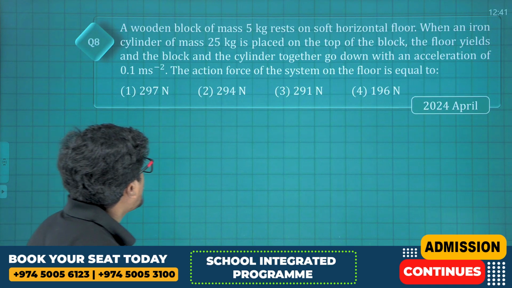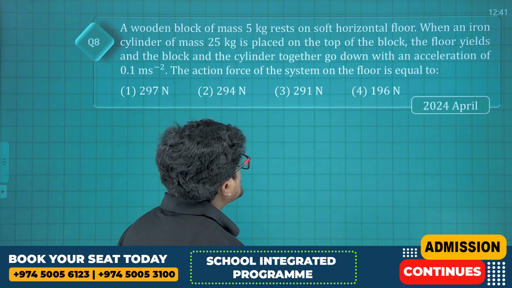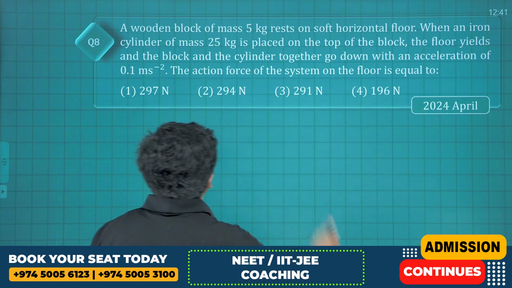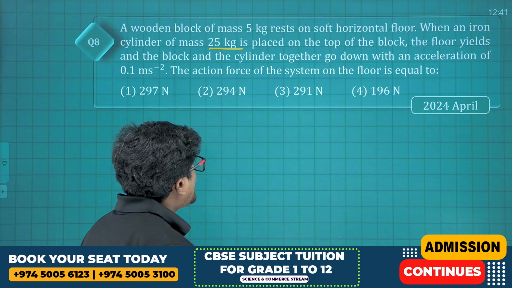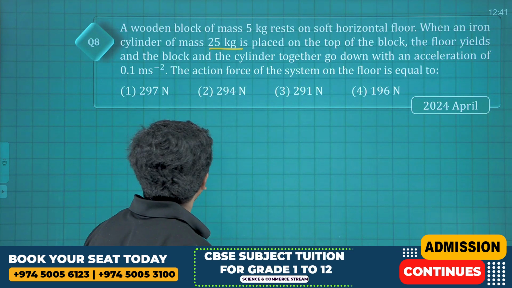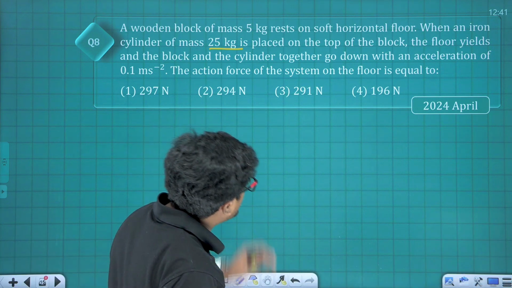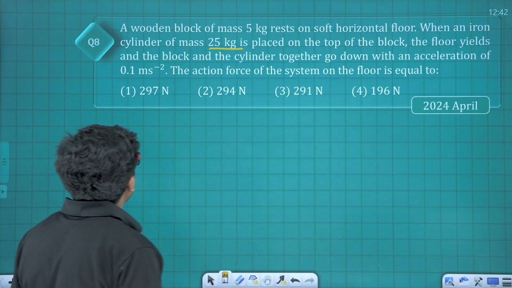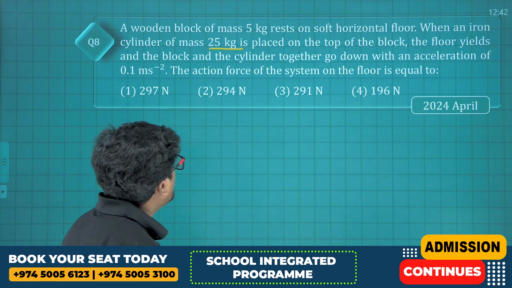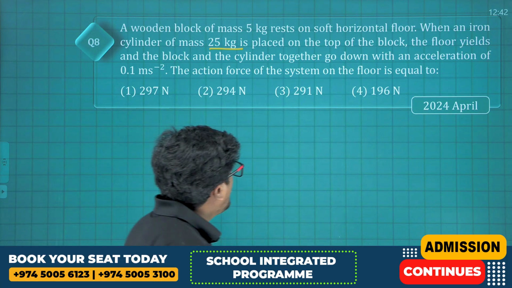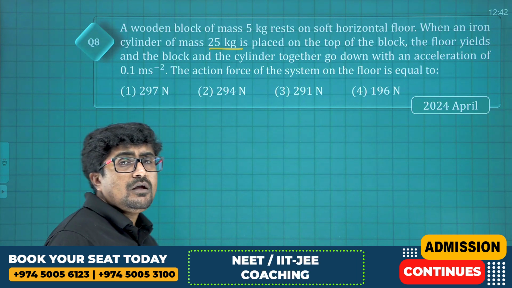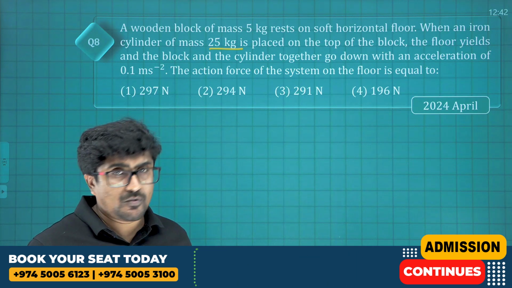A wooden block of mass 5 kg rests on soft horizontal floor. When an iron cylinder of mass 25 kg is placed on the top of the block, the floor yields and the block and the cylinder together go down with an acceleration of 0.1 meter per second square. Then the action of force on the system on the floor is equal to, see, imagine there is no support.